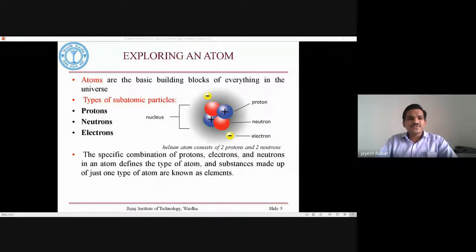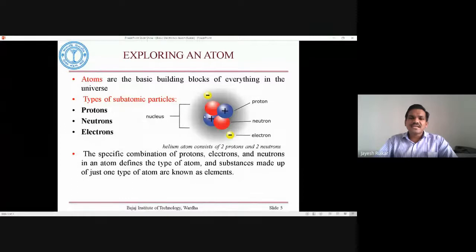So what is a proton? A proton is a positively charged particle, or you can say a proton carries a positive charge. That proton exists inside the nucleus, at the center of the atom.